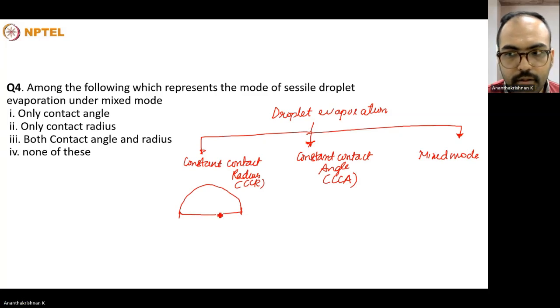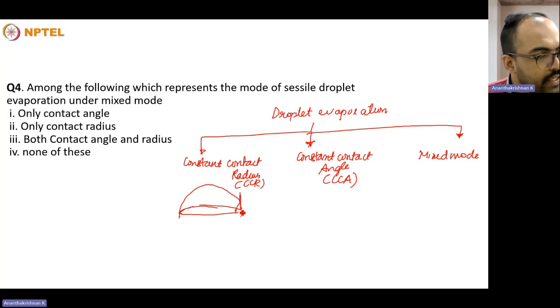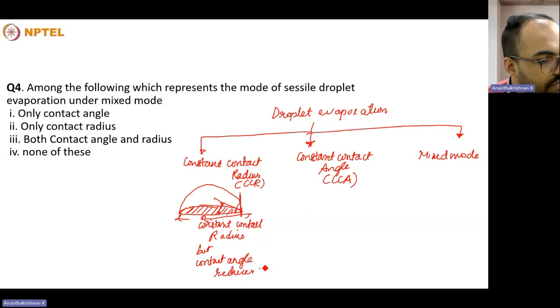Initially the contact angle will be this much. As and when the fluid evaporates, the contact angle reduces. So here we have constant contact radius, this is the R C, but the contact angle reduces with evaporation.